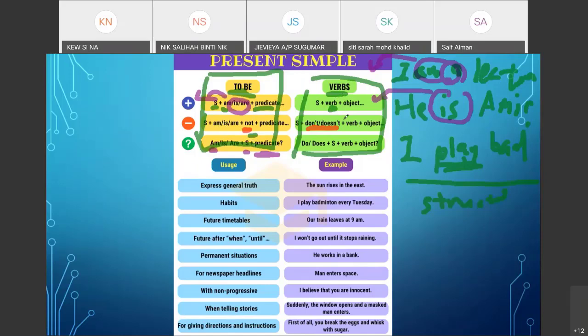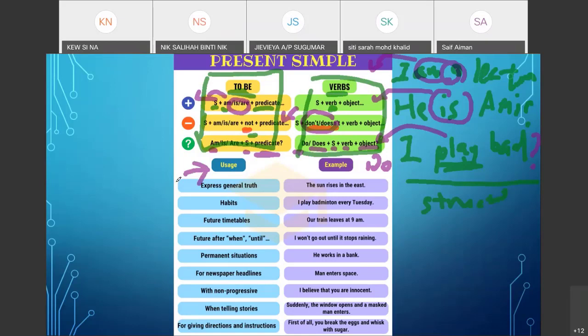Same goes for the verb. We will change does and do to the front. For example, does Amir play badminton? Do I play badminton? So I will change this one, and it becomes the question form. Okay, so you can look at this formula when you want to write sentences using the present simple tense. If you want to write am, is, or are, you refer to this one. If you want to write the verb, you can refer to this one. So next is the usage here.